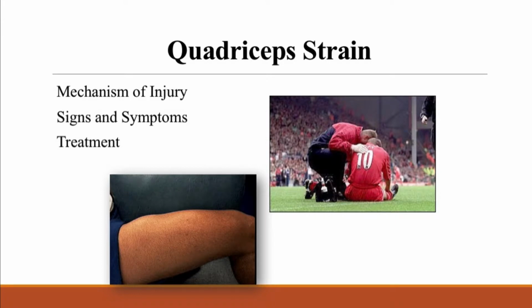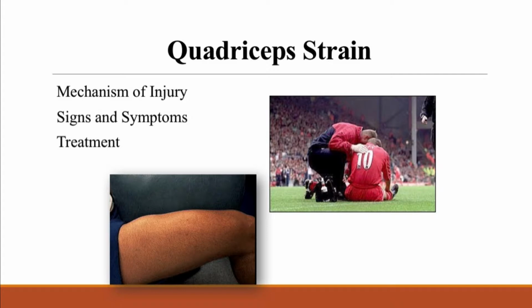A quadriceps strain occurs because of a forceful contraction of the hip and knee into flexion while the hip is extended. It can also happen in the opposite direction, with the quadriceps being overstretched while the hip is in extension and the knee is flexed. The signs and symptoms are similar to a quadriceps contusion.